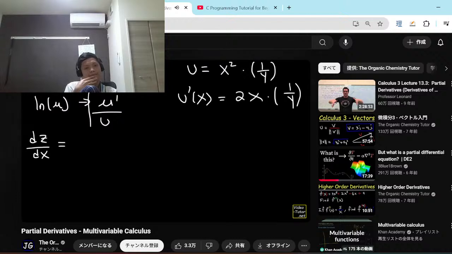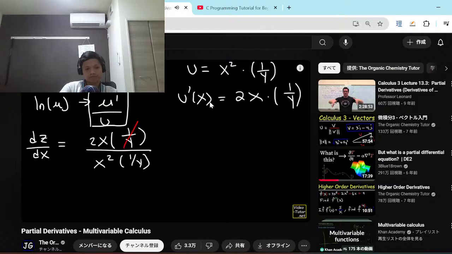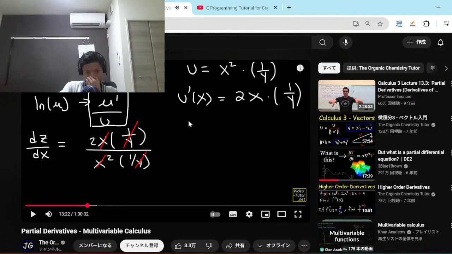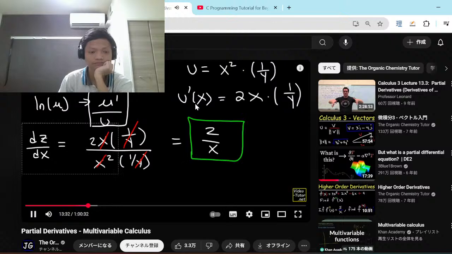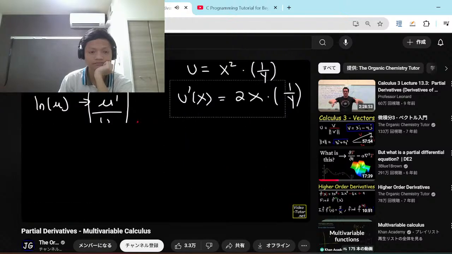So now dz/dx is going to be the same as u prime over u. u prime is 2x times 1 over y, divided by u, which is x squared times 1 over y. So we can cancel 1 over y, and we can cancel an x. So we're left over with 2 divided by x. So that's the answer for the partial derivative with respect to x.